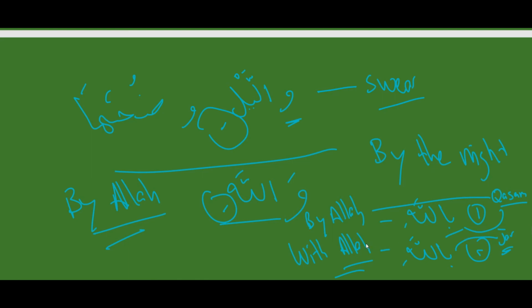Understand? So we cannot say that huruf jar is the same like huruf qasam. We cannot say every huruf jar is the same like huruf qasam. But huruf qasam has the same hukum as huruf jar. Because why? Anything that comes after huruf qasam will be majrur, same like huruf jar. Anything that comes after huruf jar will be majrur. Can understand?